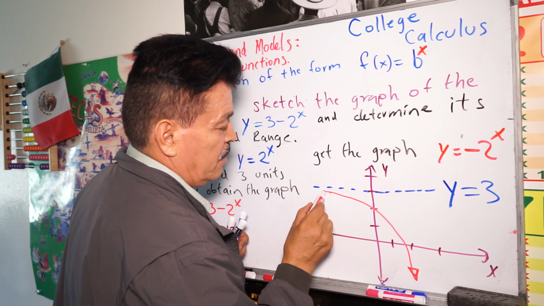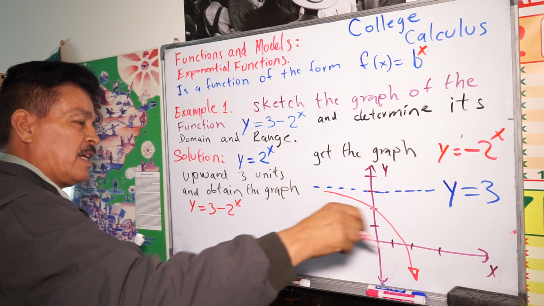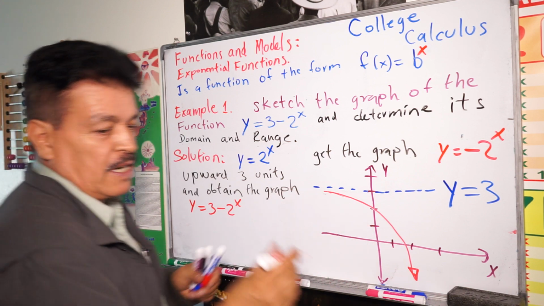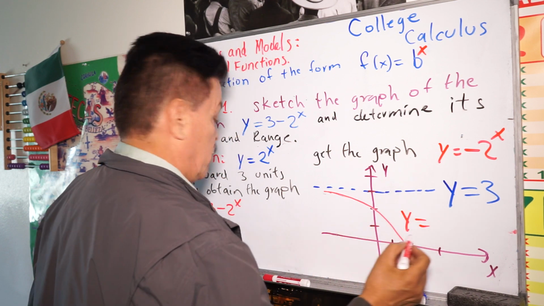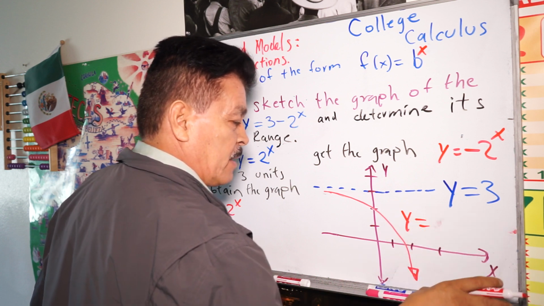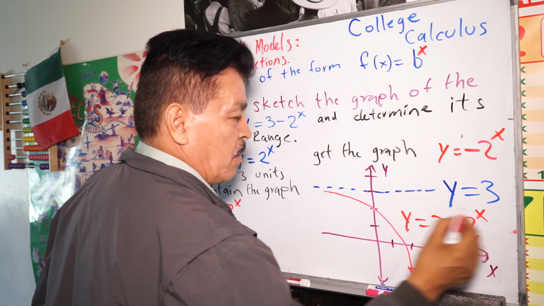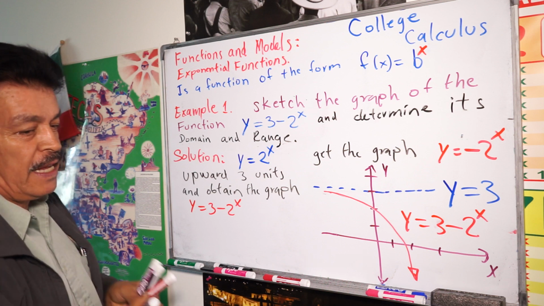The graph is very easy, something like this. When you have numbers or a table, you are going to get the graph like that. So this is our graph, we get it. This is y equals 3 minus 2 to the x power, right? But what was the question? The domain. What is the domain then?